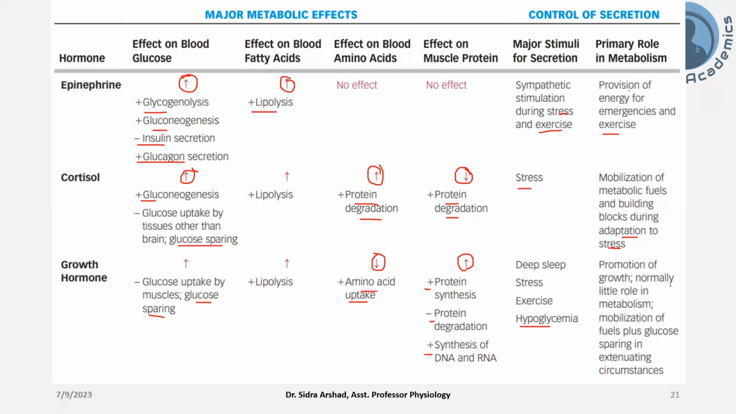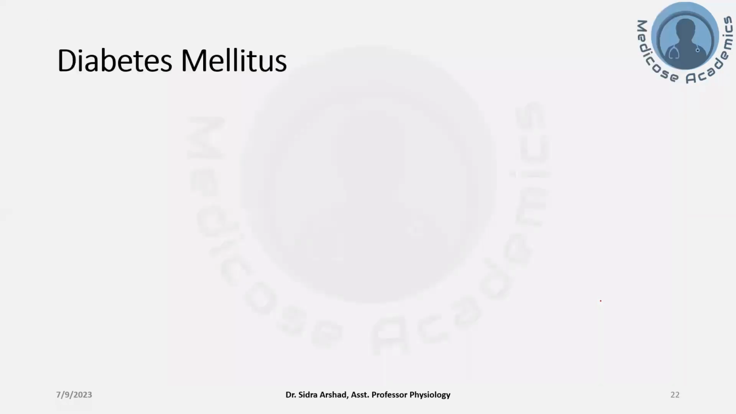The primary role of this hormone is that it promotes growth. It has little role in metabolism as such. However, it causes mobilization of fuels plus glucose sparing in extenuating circumstances. So in certain circumstances, it does act as a stress hormone and it is actually increasing the plasma glucose levels. So these are the effects of these major players of energy metabolism.